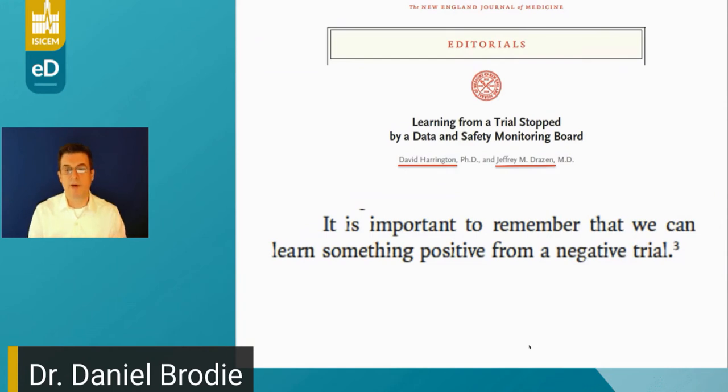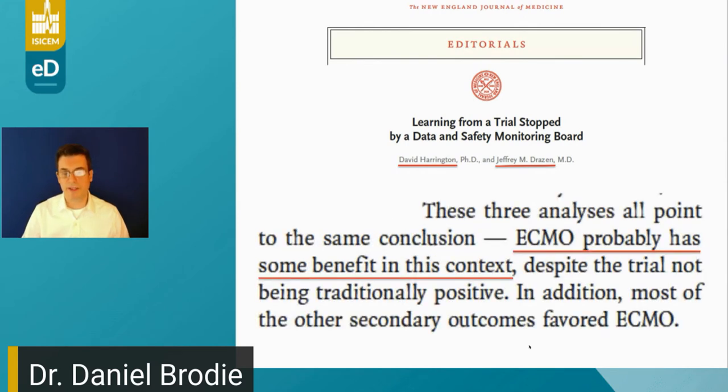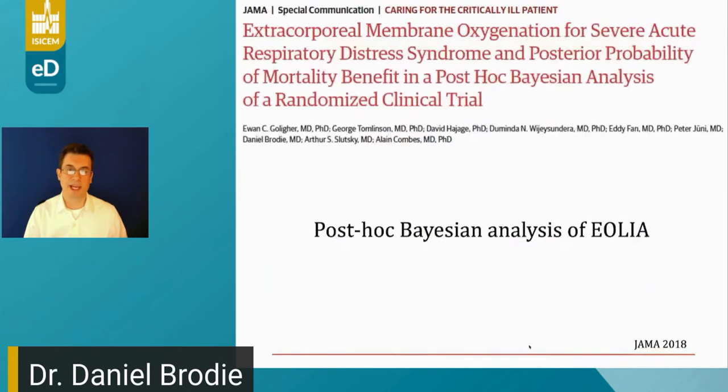What's interesting is that although it was a negative study, this is one of the two editorials written about Eolia in the New England Journal. This is from David Harrington, the statistical editor, and Jeff Drazen, who at the time was the editor-in-chief. And they said that it's important to remember that we can learn something positive from a negative trial. And based on some of the analyses, they went on to say that ECMO probably has some benefit in this context. And that's a very interesting conclusion after the actual conclusion of the trial was that there's no benefit, is to suggest that there probably is some benefit. And that is the essence of Bayesian thinking.